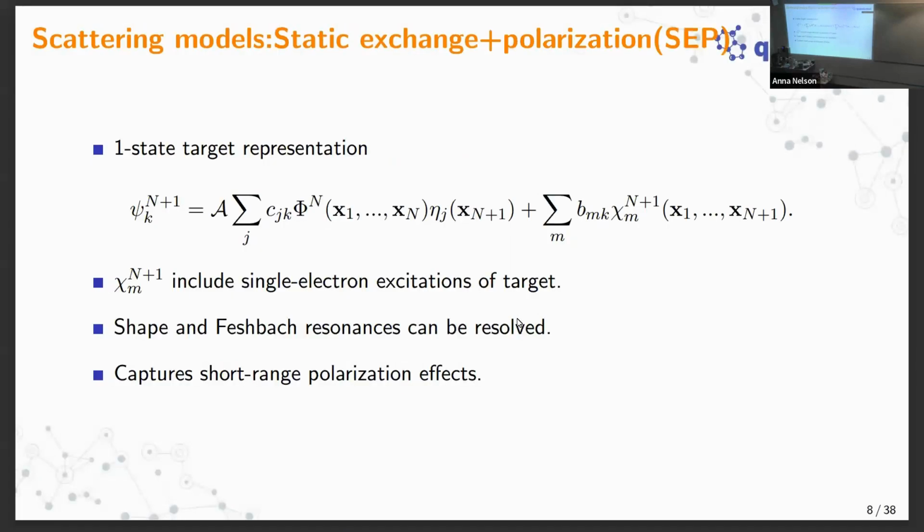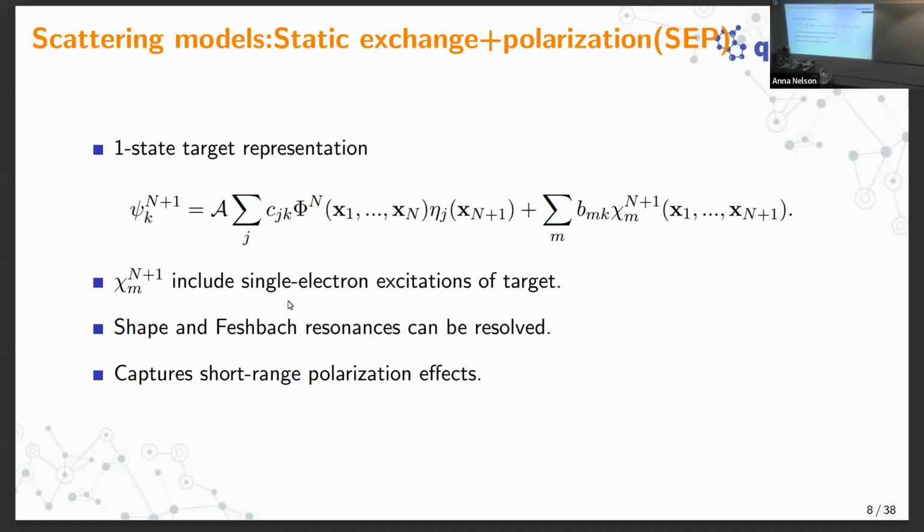So to go one better than that and actually include first step polarization, you can use the SEP method, static exchange plus polarization, where everything stays the same, except that now in these functions you include, in addition to just the target state, single electron excitations of the target. This allows you to capture both shape and Feshbach resonances, and allows you to take account of short-range polarization effects. It doesn't, however, explicitly account for electronic excitation.